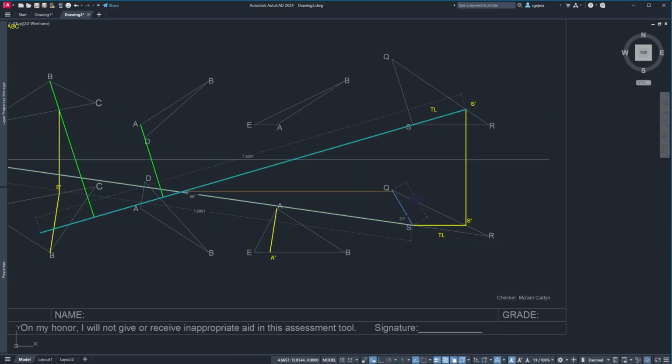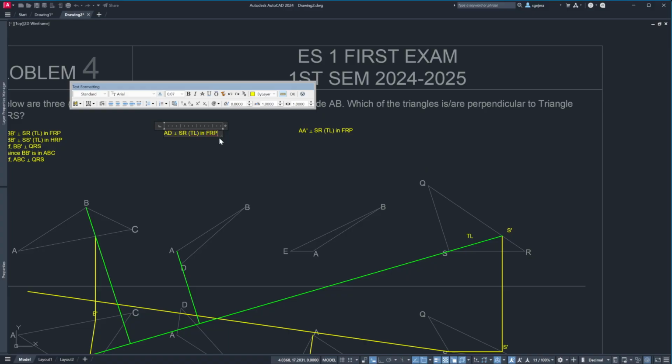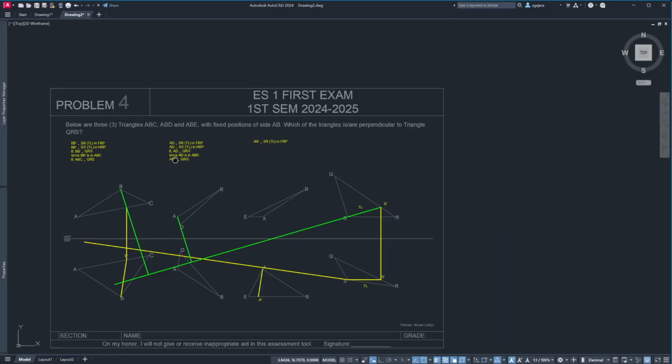So, ibig sabihin, AD here is, again, truly perpendicular to SS prime, which is shown in true length in HRP naman, this case. Therefore, we can say that AD is truly perpendicular to QRS, and since AD is a part of ABD, therefore we can say that ABD is truly perpendicular to QRS. Okay.